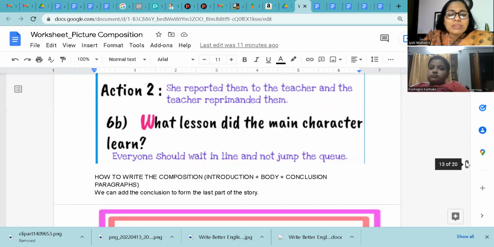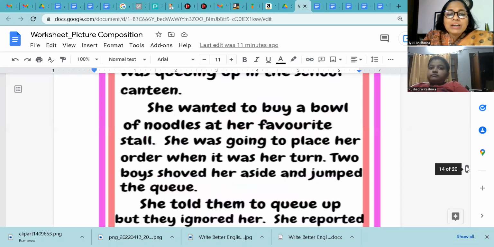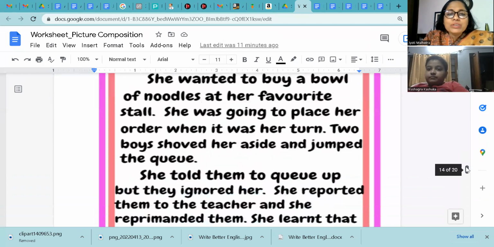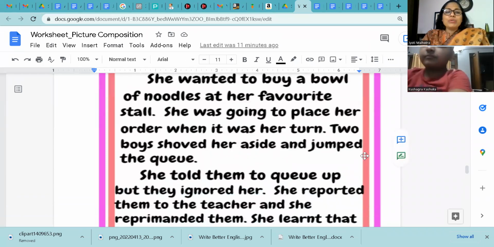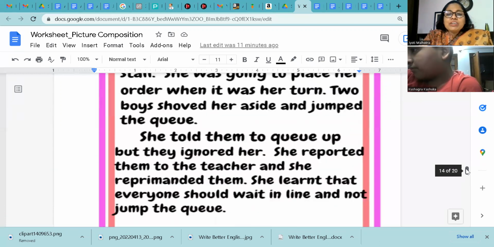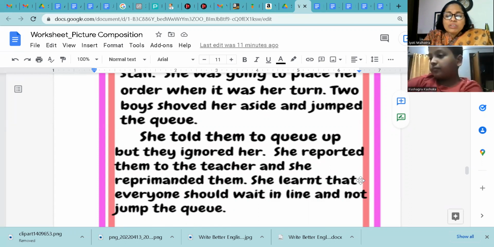So this is one technique that we've understood. And now you've written this much. Now, on Tuesday morning, Jane was queuing up in the school canteen. She wanted to buy a bowl of noodles at her favorite stall. She was going to place her order when it was her turn. Two boys shoved her aside and jumped the queue. She told them to queue up, but they ignored her. You write the rest of it. She reported them to the teacher, and the teacher reprimanded them. She learned that everyone should wait in the line and not jump the queue.